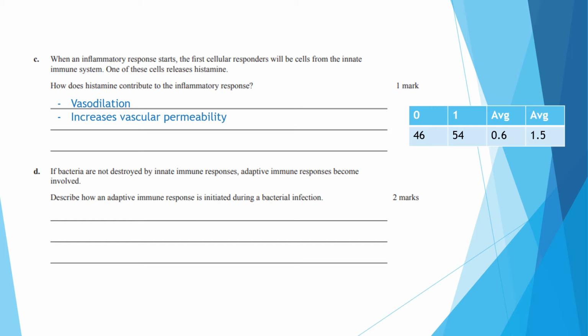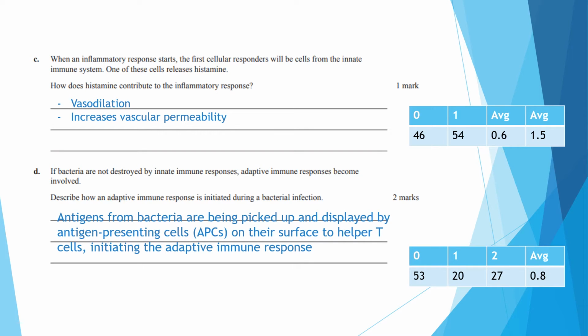Part D asks you to describe how an adaptive immune response is initiated during a bacterial infection. This is another straight recall, but make sure you answer the question directly. The key word here is initiate. So talking about down the track things such as cytotoxic T cells will be incorrect. You need to talk about the initiation process. In this question, that will be about the antigen presenting cells, or APC, displaying antigens on the cell surface. This then interacts with the helper T cells, and subsequent steps in adaptive immunity do involve cytotoxic T cells, but talking about them in this question will not score you points.